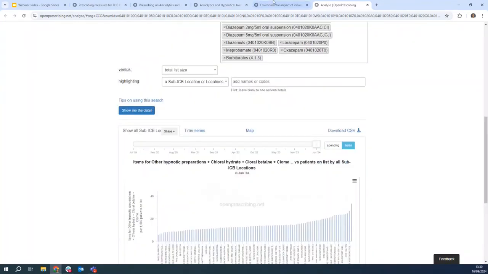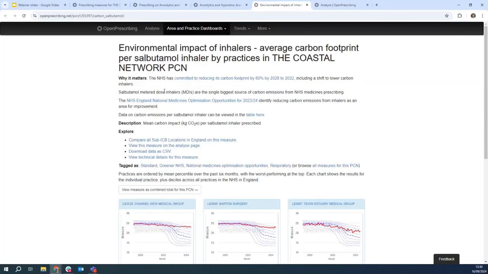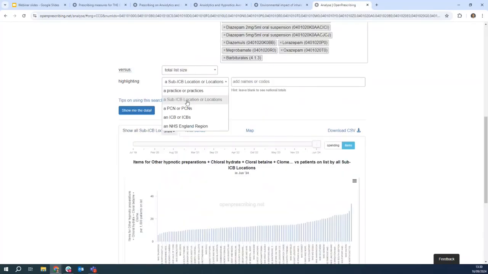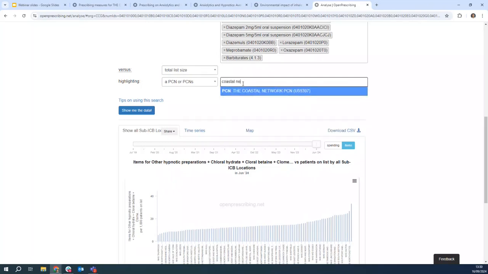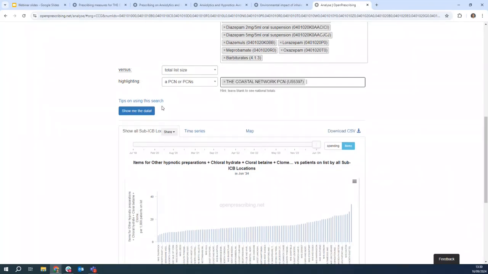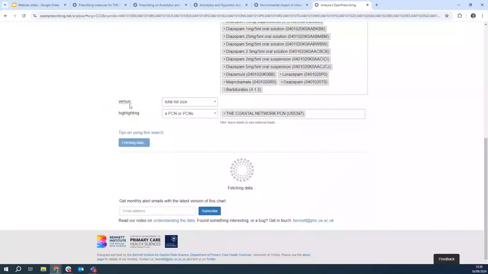So we are looking at, I have to remind myself, Coastal Network PCN. So we can look at this PCN. It's loading quite a lot of data, I think, for this one, so it does take a little bit of time.